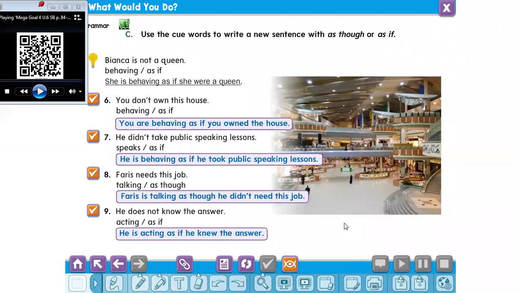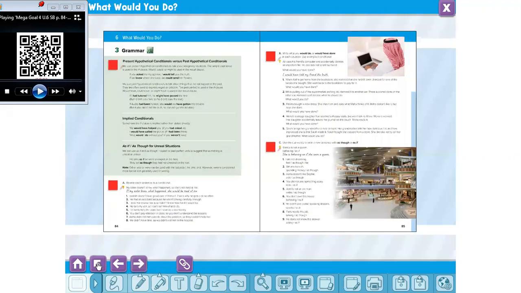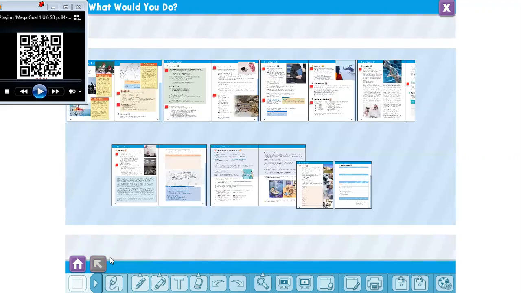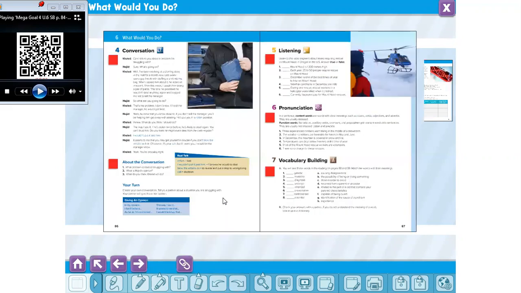Now, my dear students, let's go to the new lesson of today. It's on page 86. I want you to open your student book on page 86 and page 87, and follow me to know all the information we are going to take, and I want you to participate with me, okay? Good. Let's start.